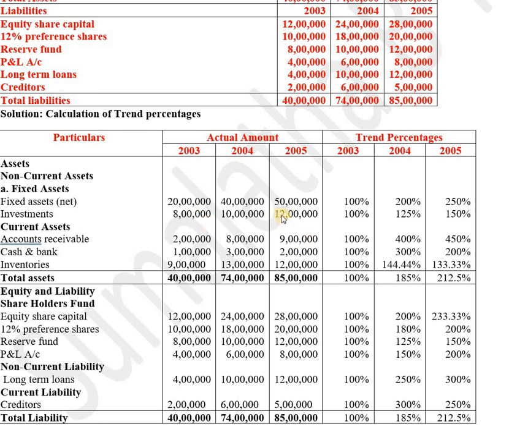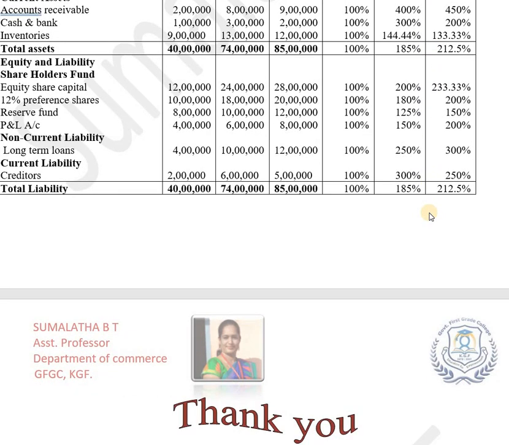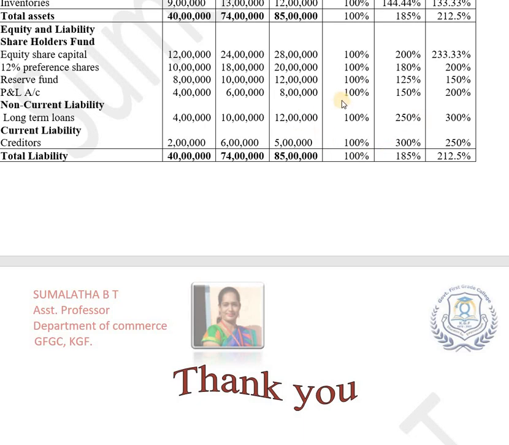10 lakhs divided by 8, 12 lakhs divided by 8 into 100, you will be getting these two percentages. 8 lakhs divided by 2, 9 lakhs divided by 2 lakhs, 3 lakhs divided by 1 lakh, 2 lakhs divided by 1 lakh, 13 lakhs divided by 9 lakhs, 12 lakhs divided by 9 lakhs into 100, then you get your percentages. So in this way you go for recording all the information. I have given you the interpretation in the question itself, right? So once you calculate the trend percentages, you can give the interpretation on your own. So with this way, you can calculate the trend percentages.